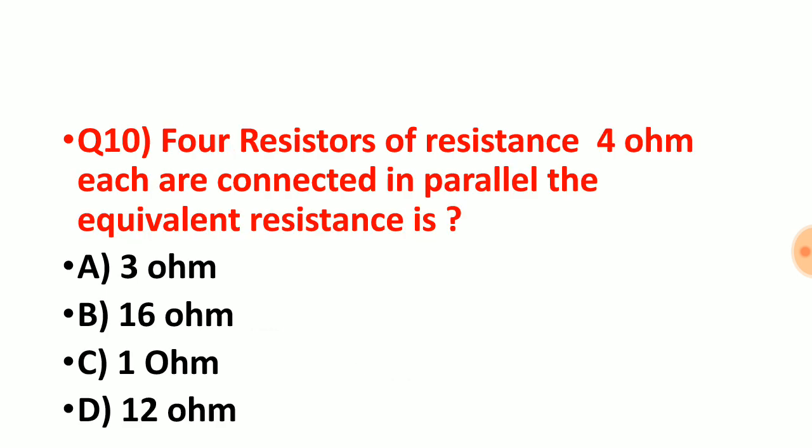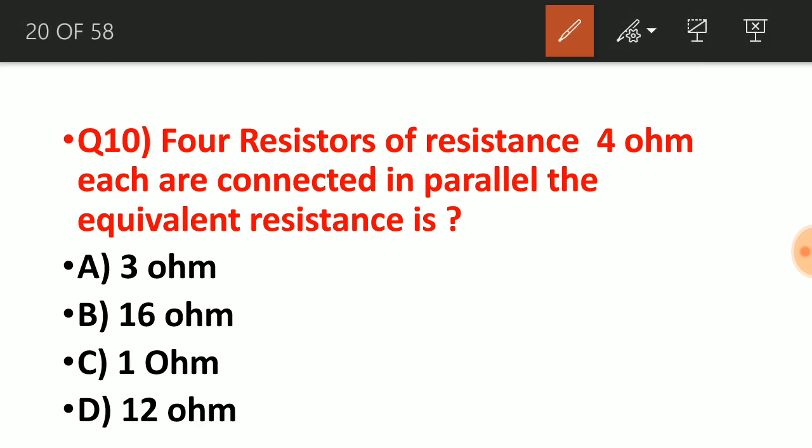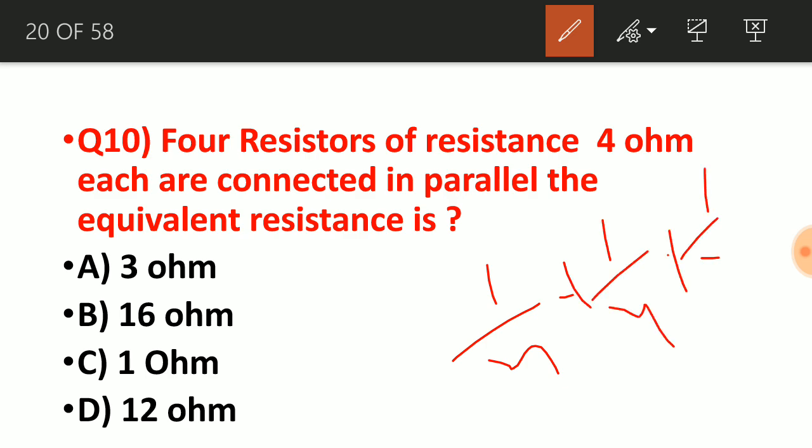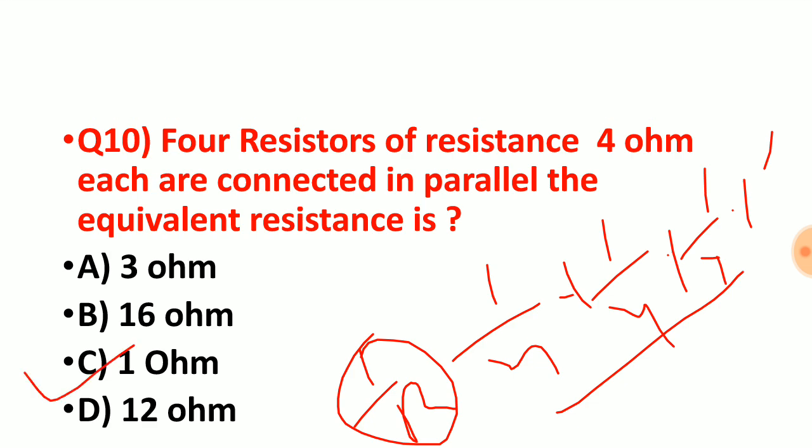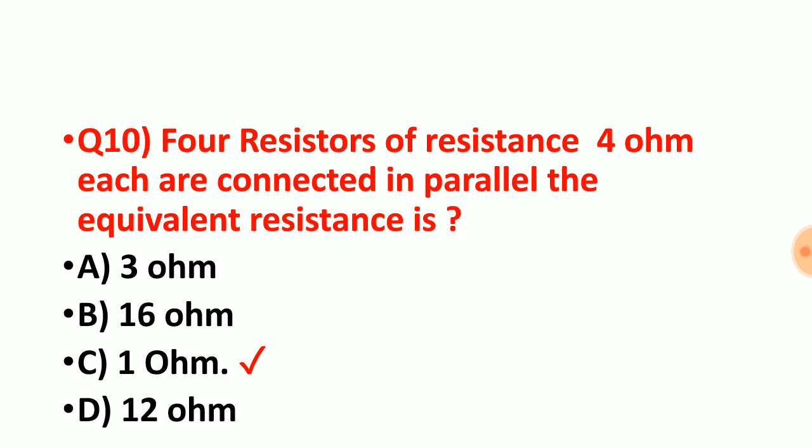Question number 10. 4 resistors of resistance 4 ohm each are connected in parallel, then the equivalent resistance is, in this case, 1/4 plus 1/4 plus 1/4 plus 1/4 will give 1/R. If we add all this, this will be 1. On doing 1/R is equal to 1, R will also be 1. That is in option choice C. So option choice C is the correct answer for question number 10. 1 ohm is the correct answer.